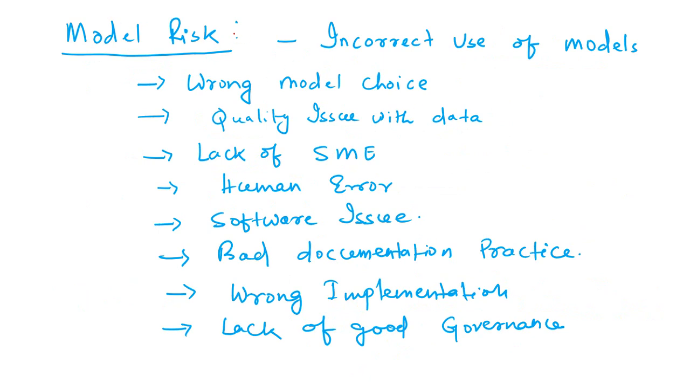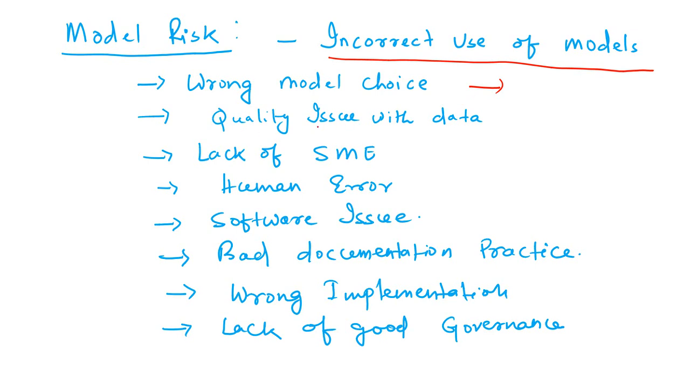Alright, so what is model risk? We define model risk as incorrect use of models. It's as simple as that. And what are the sources of model risk? Where will you encounter such cases? Well, there could be a wrong model choice. Let's say you are building a model and you are using a regression model where you should have used a classification model. That could be one example of choosing a wrong model or a wrong algorithm.